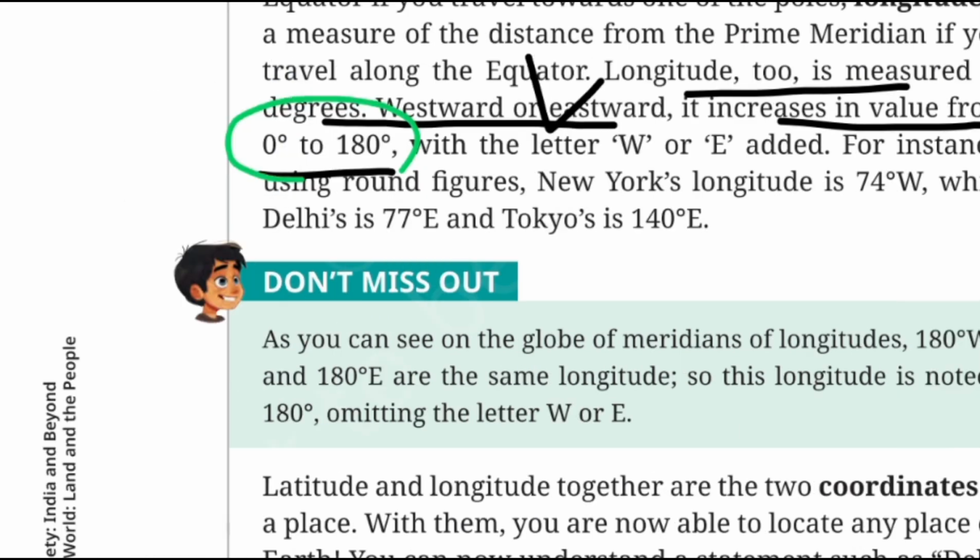So 0 degree means that particular prime meridian. So this is a prime meridian. Then 180 degree means just the opposite. Just the opposite side there will be a meridian, isn't it? That will be the 180 degree. That blue color line will be the opposite of the prime meridian. You can just assume.